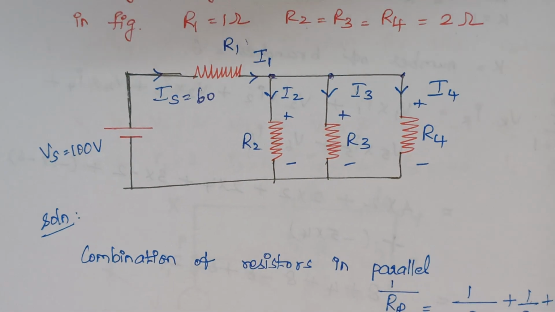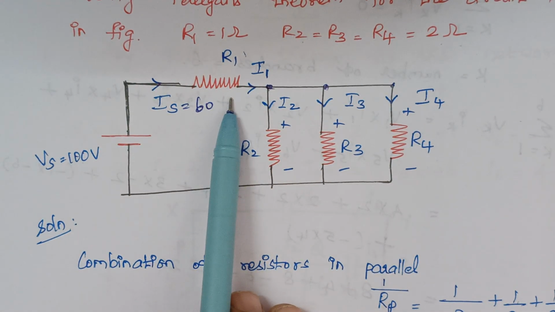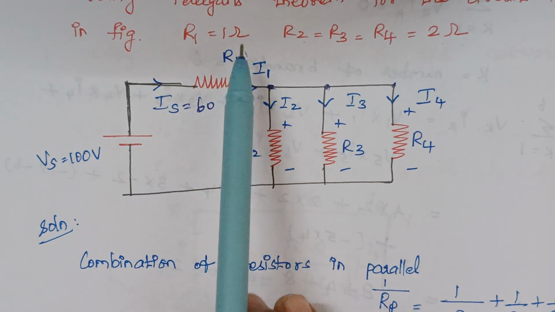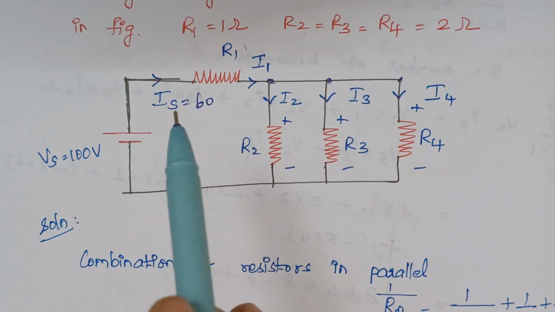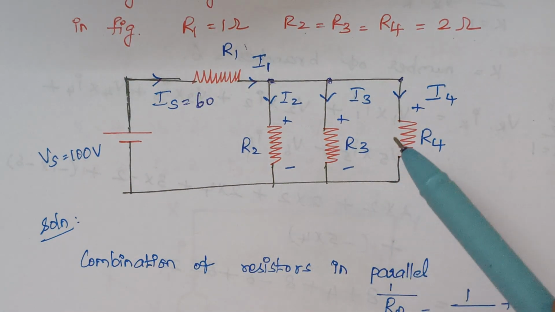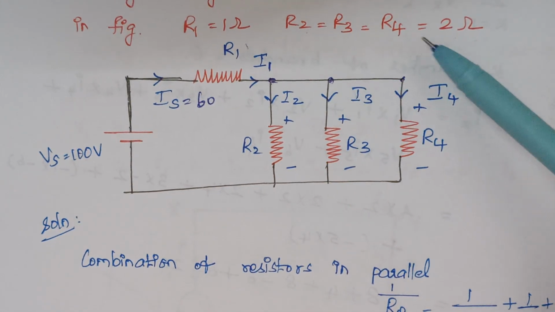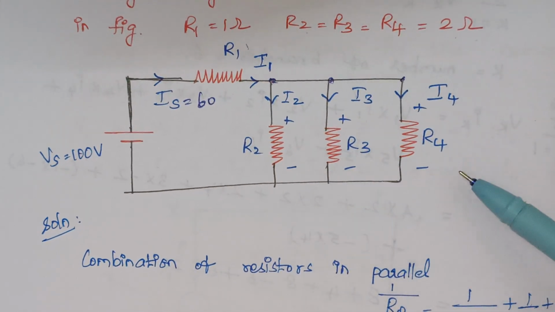So here you see the voltage across this resistor R1 is nothing but V equals I into R. The value of current is 60 and the value of R is 1. Therefore 60 into 1 gives 60 volts, right? And here when you look at the circuit diagram, you see all the three resistors have the same value, that is 2 ohms, 2 ohms and 2 ohms.